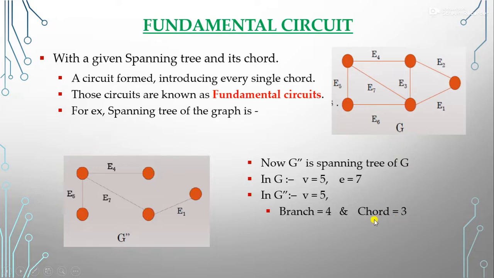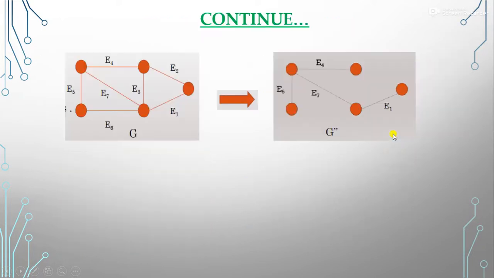Or you can calculate by E minus n plus 1. From this you will get 3. And what are the chords here? The chords are the ones we remove here, that is E3, E6 and E2. So these are called the chords of the graph.